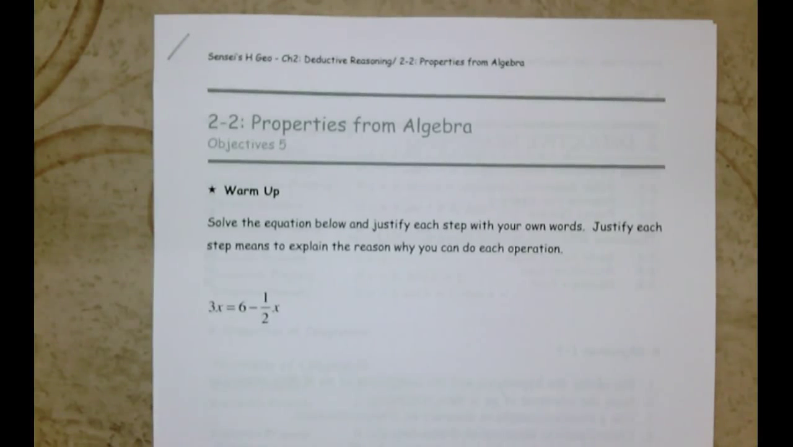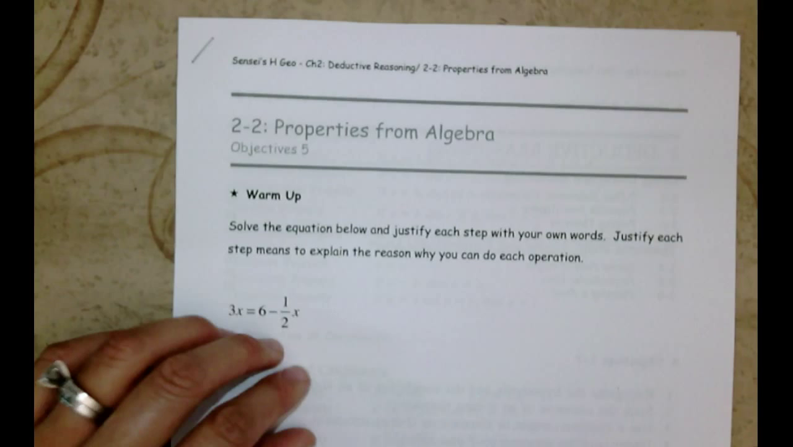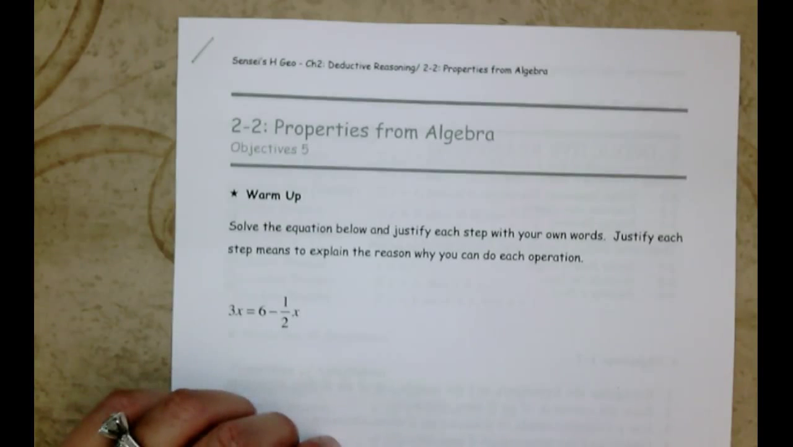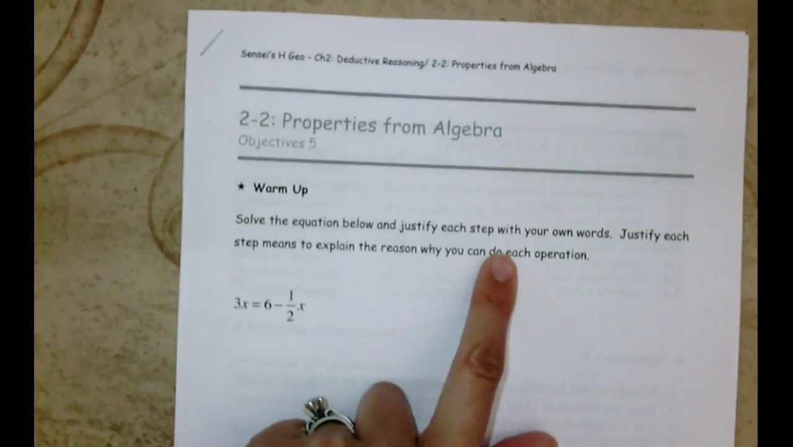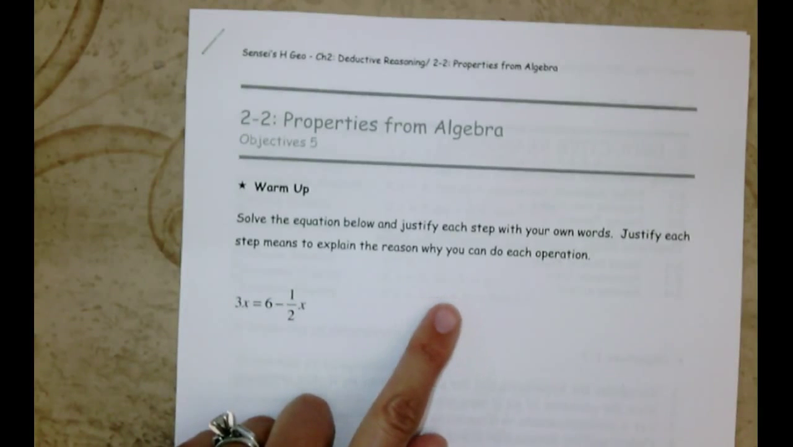Section 2.2, Properties from Algebra, Objective 5. In this section, we are going to go over the properties that you learned in algebra and how we use those in geometry proofs. So here's a warm-up. Solve this equation and justify each step. Justify each step means to explain the reasons why you can do each operation.